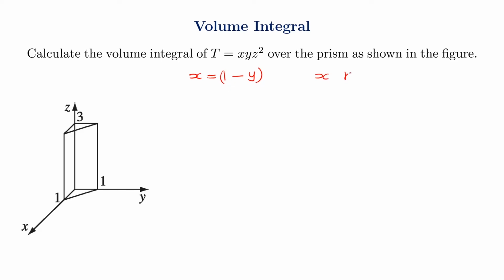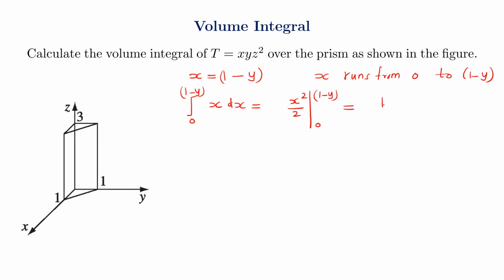Now we know that x runs from 0 to 1 minus y. Therefore, the inner integral becomes integral 0 to 1 minus y of x dx. This is equal to x square divided by 2 within limits 0 to 1 minus y, which is equal to (1 minus y) the whole square divided by 2. Now the second integral is integral of (1 minus y) the whole square divided by 2 times y dy.